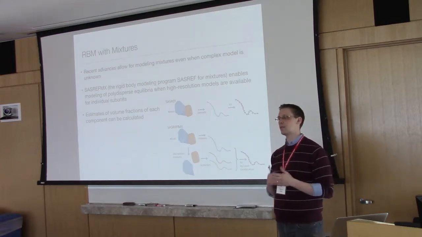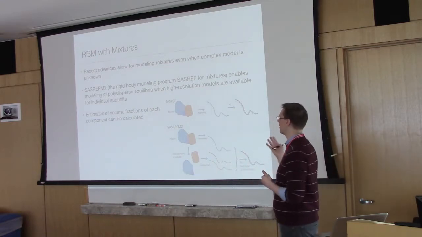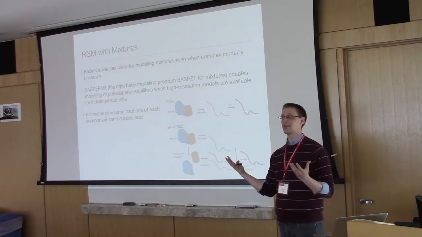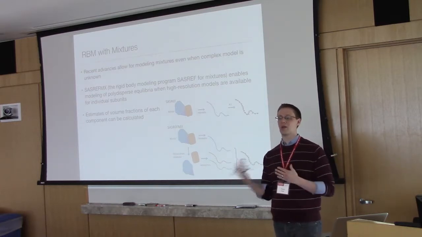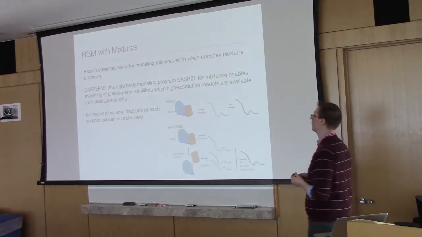Now, like I said a little bit ago, when you're doing this, you have to keep in mind that you only have one scattering profile, and so you've only got 10 pieces of information. But now you're trying to reconstruct 2 complexes or 2 molecules, so it's twice as hard of a problem with the same amount of information, and you have to be a little bit more suspicious of what it comes up with.